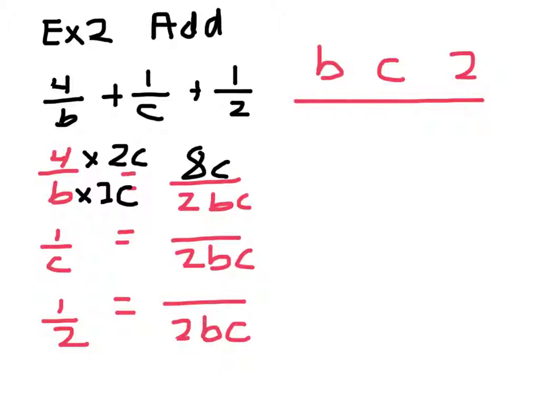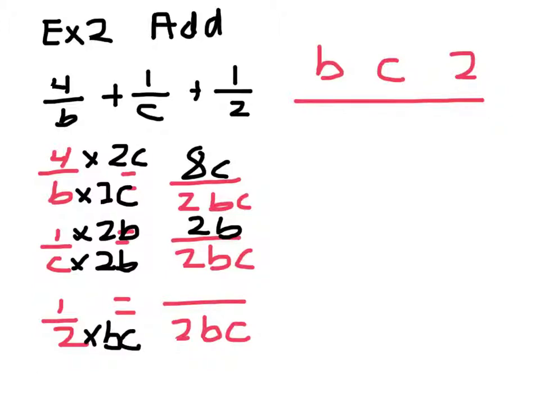All right, multiply c times what to get 2bc? Well, 2b. So multiply the top times 2b. 1 times 2b is simply 2b. 2 times what is 2bc? 2 times bc. So I multiply the top times bc. And 1 times bc is bc.